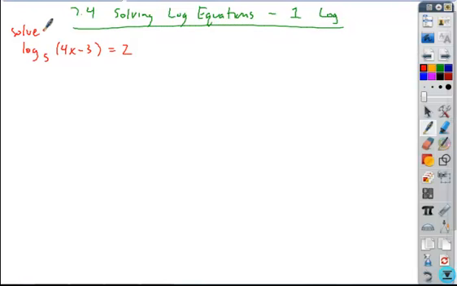If you're asked to solve a log equation and there's only one log, you can either reduce it down to a single log, or there's only one log given. I want to go through the steps that are necessary to solve this. The first step in a problem that looks like this would be to reduce it down to a single log on one side of the equation.